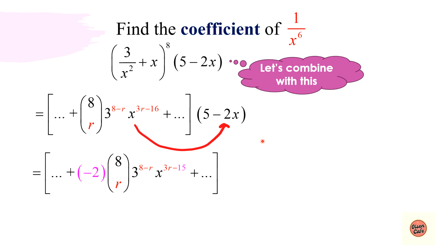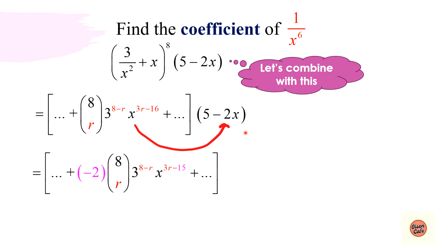So to do this, when we expand, you will see I have the minus 2 times the term here, so I get a minus 2, and then with the index of x, I have 3r minus 16 times x to the power of 1. So by combining these two together, I will have 3r minus 16 plus 1. So therefore, it gives us 3r minus 15. So this is what we have for the term after we multiply these two terms together.